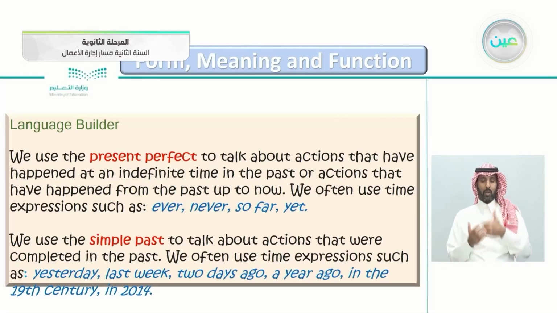Another language builder here. We use the present perfect to talk about actions that have happened at an indefinite time in the past, or actions that have happened from the past up to now. We often use time expressions such as ever, never, so far, or yet. We also use the simple past to talk about actions that were completed in the past. We use simple past with actions that are done, completed. We often use time expressions such as yesterday, last week, 2 days ago, a year ago, in the 19th century, in 2014, and so on.